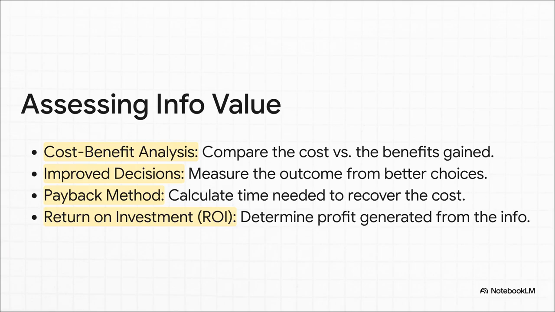We all know information is valuable, right? But how do you actually measure that value? How do you put a number on it? For your exam, you should know these 4 common ways to do it. You can do a simple cost-benefit analysis, you can try to measure the value of the improved decisions it leads to, or you can use classic financial metrics like the payback method, how fast do we make our money back, and of course the big one, return on investment, or ROI. Being able to list these shows you're not just thinking about tech, you're thinking like a manager.